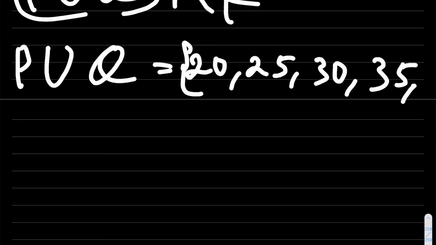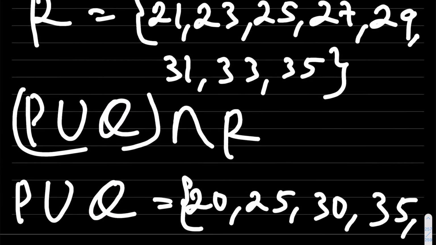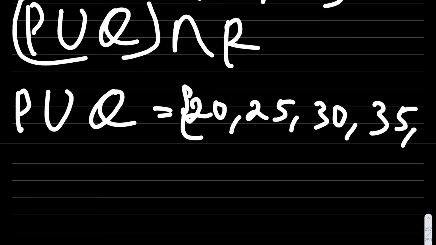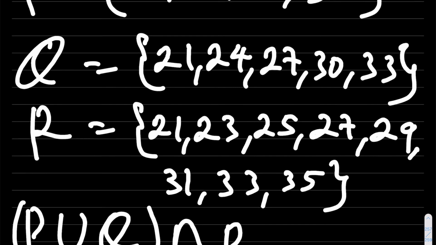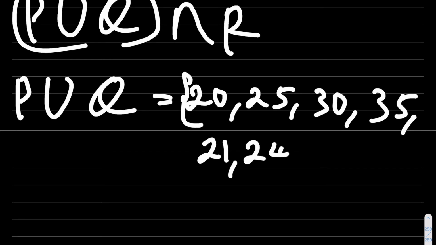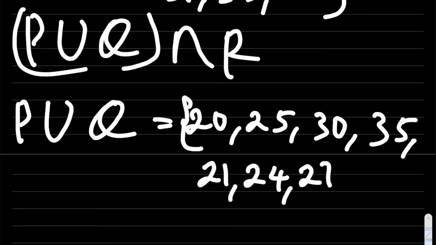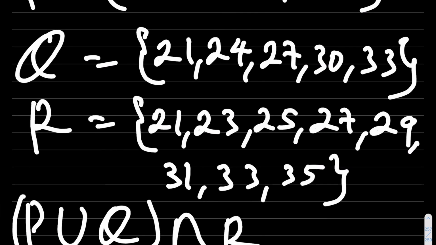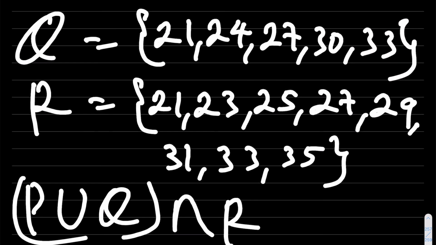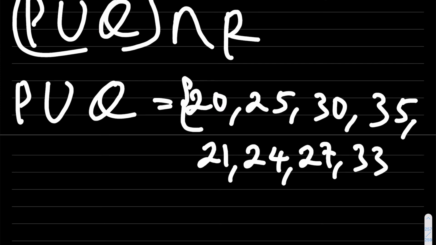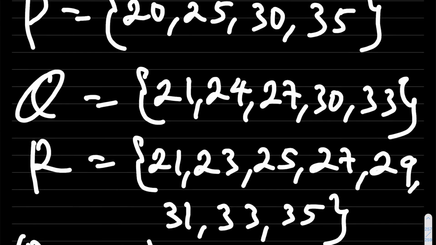So, what are the elements that are in Q that are not in P? Those are 21. 21 is not in P. 24 is not in P. 27 is not in P. 30 is already in P. And 33 is not in P. So I write that. 30 is already in P, but 33 is not in P. So I just write 33. So this is P union Q.